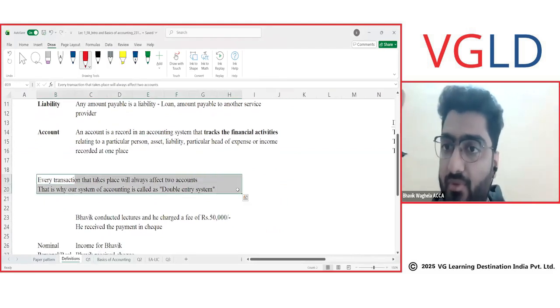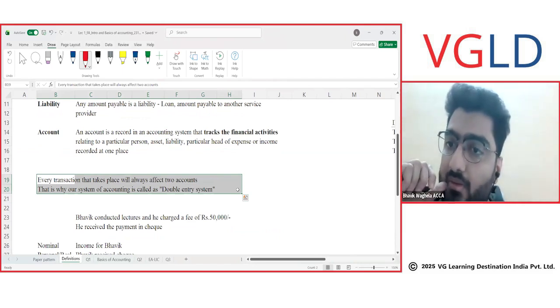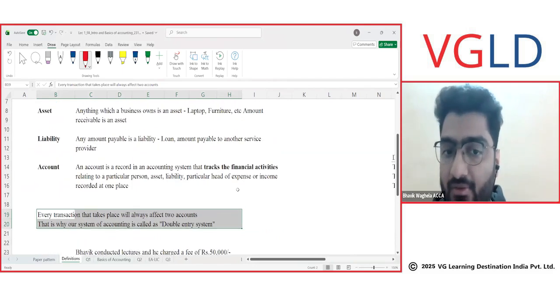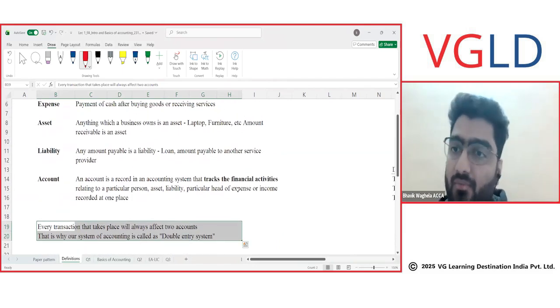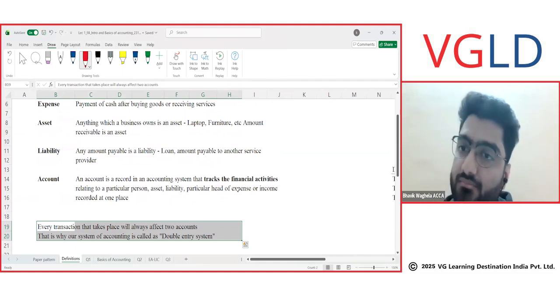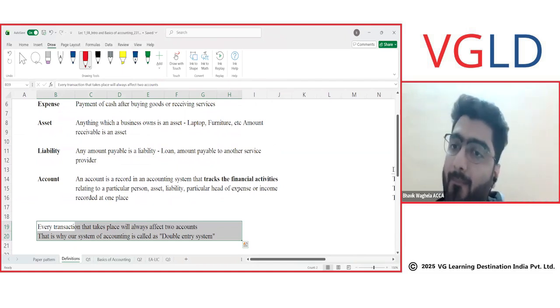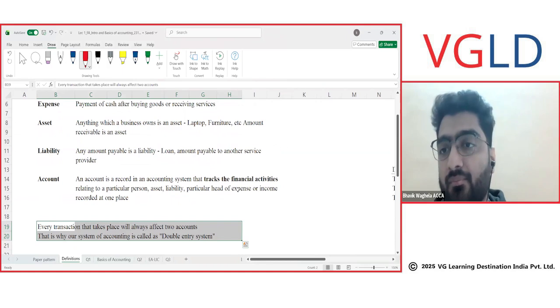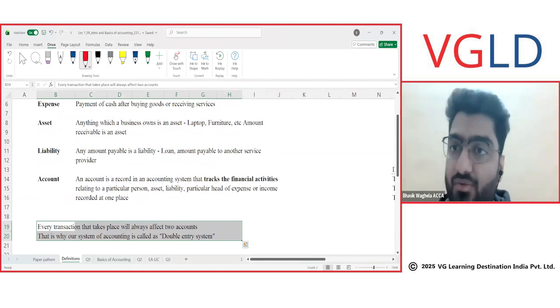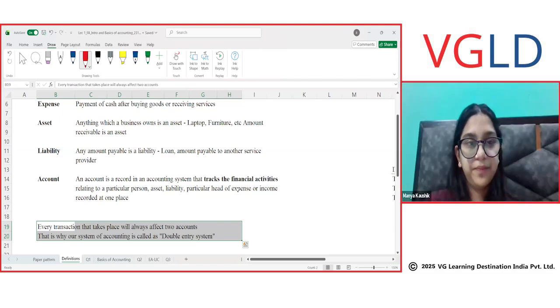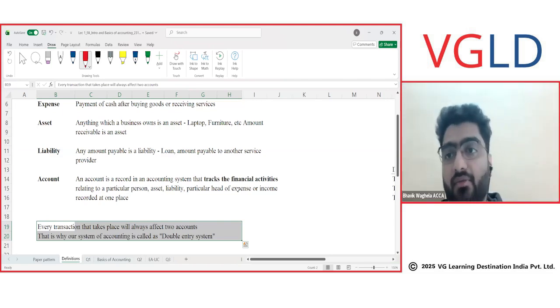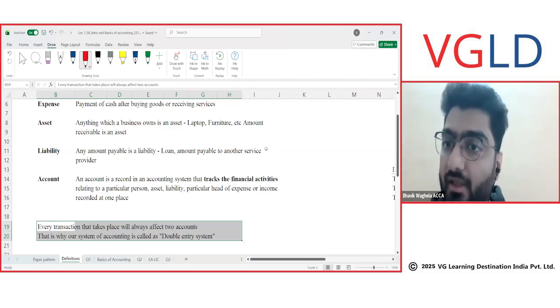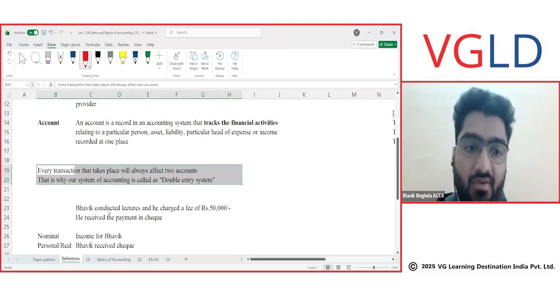And because every transaction has two effects, it will affect two accounts. For example, after the lecture, I have planned a long drive today. I go to a petrol station. I will receive fuel, so this will be my petrol expense. But on the other hand, I will pay cash, so my cash account will also get affected over here. Yes or no? Yes, sir. So that is why our system of accounting is called the double entry accounting system.